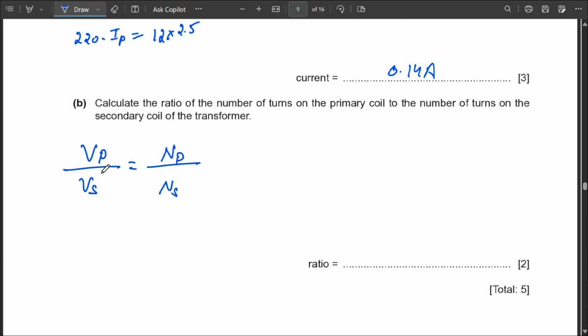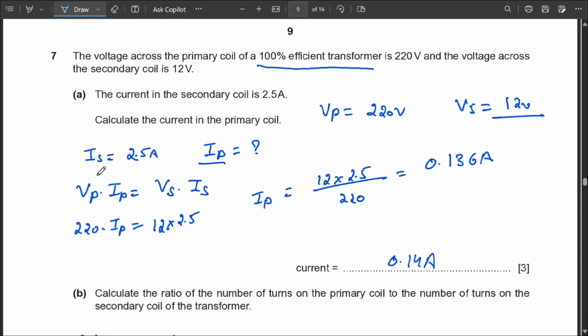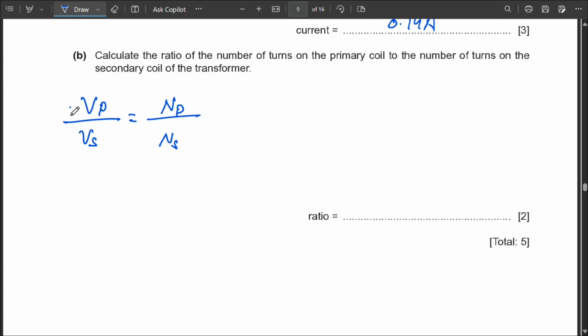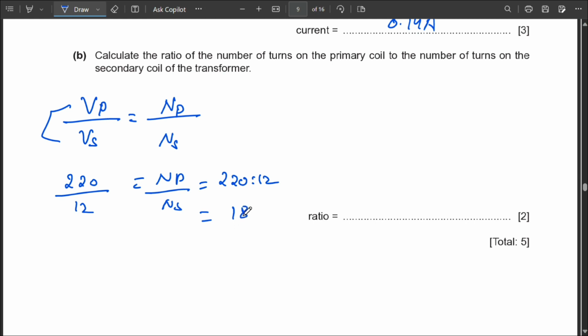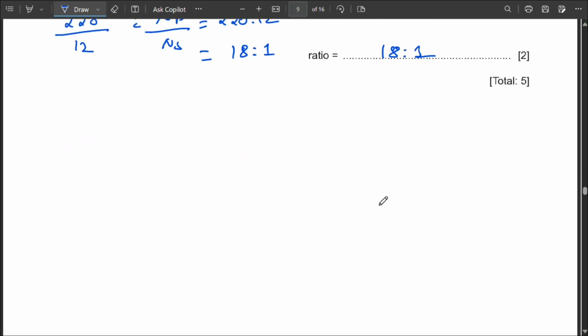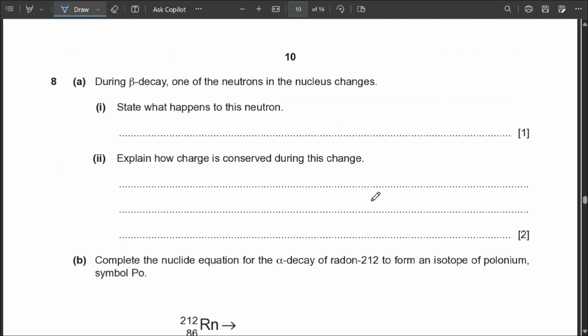We know that. What was the voltage in the primary coil? This was 220, and Vs is 12. Substituting the values, 220 by 12. So we can write the Np by Ns ratio as 220 is to 12, and if you solve it in the calculator, this is approximately 18 is to 1 ratio. So that's the answer.